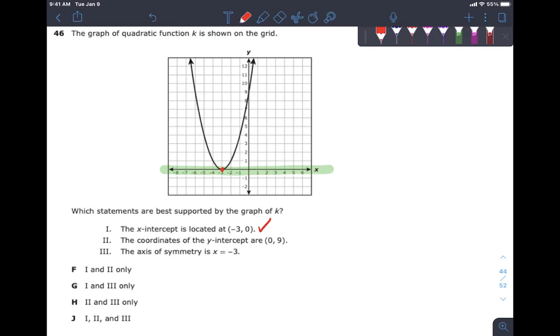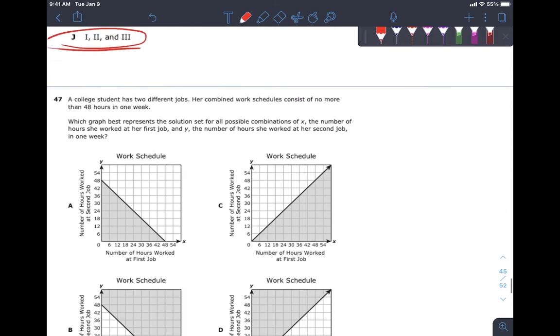The coordinates of the y-intercept are 0, 9. Let me find that y-intercept. So I'm looking here at my y-axis, and it is located at 0, 9. The axis of symmetry is x equals -3. Okay, so I'm going to find my vertex, which also happens to be that x-intercept. I'm going to draw my line, x equals -3. Yes, that's correct. So it's all three of them. So notice, all I'm doing is just verifying information. Let's go ahead and take a look at the next one.